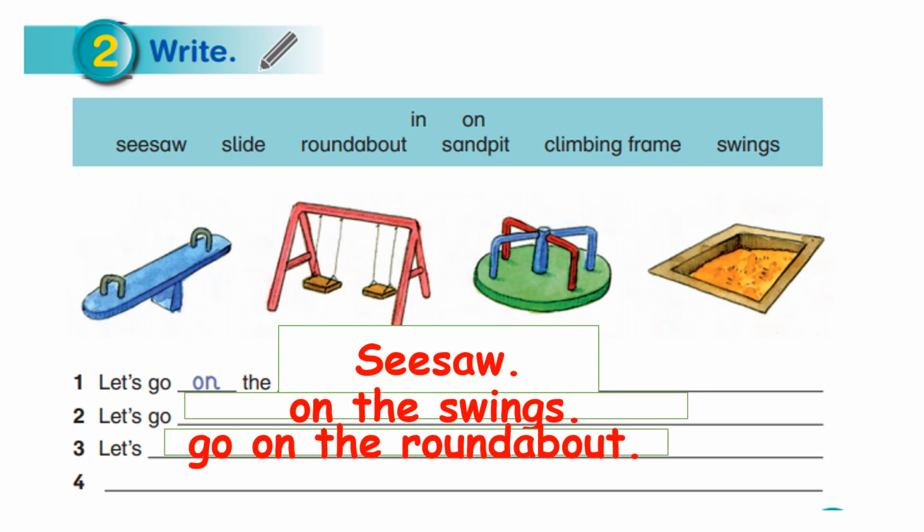What is it? This is the sand pit, right? Can we write a complete sentence here? Yes, choose the suitable words from the box up, then write a complete sentence down. Check your answer. Let's go in the sand pit. Okay, because we are playing in it. Let's go in the sand pit. So don't forget to start the sentence with a capital letter and end it with a full stop. Great job, my dear students. Thank you.